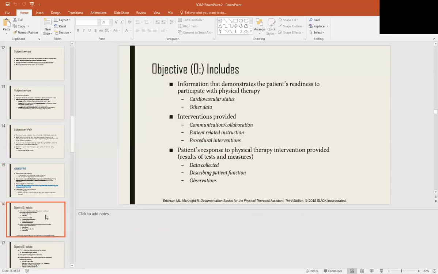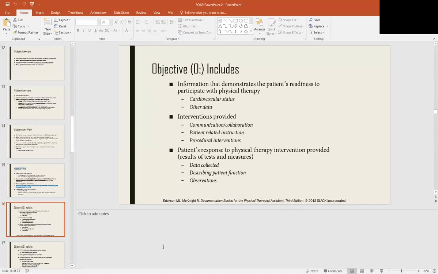Okay, so your objective information will include the patient's readiness to participate in physical therapy. It can be information on their cardiovascular status. Other data can include their mental status, their orientation, and alertness. We've been working on alert and oriented ×3. We're going to bump it up to looking at alert and oriented ×4, and we'll learn that a little bit more in Therex 2.